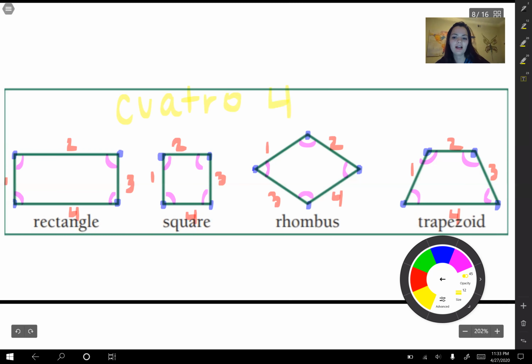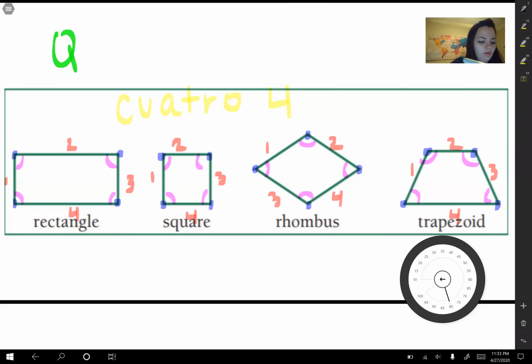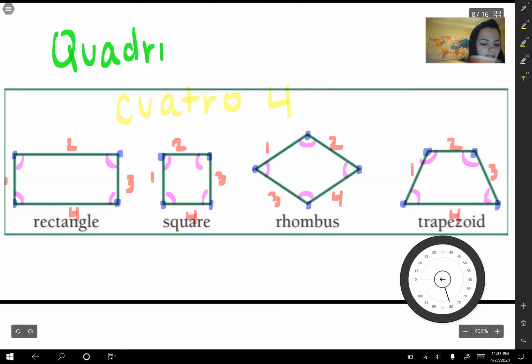If I want to say what all of these are called together, they're called quadrilaterals. Okay, so all of these are called quadrilaterals.